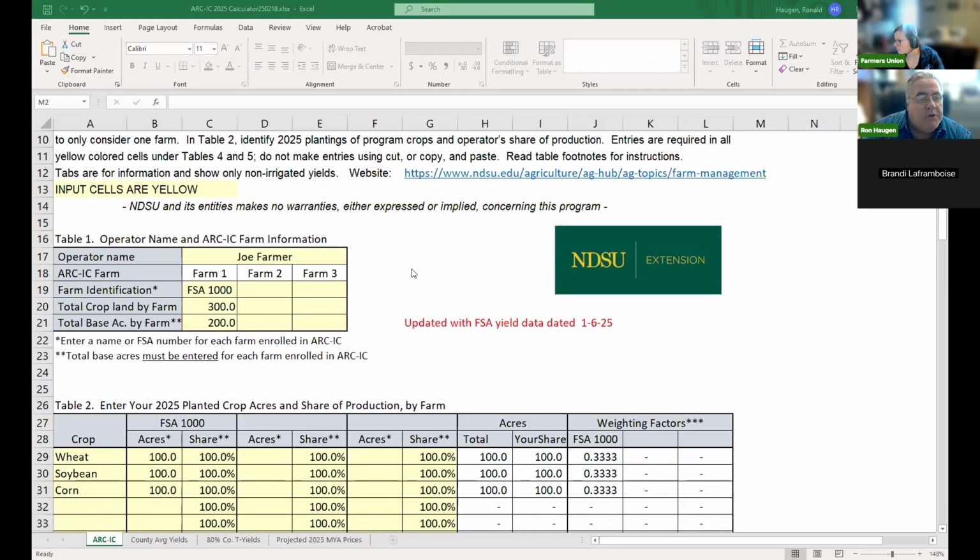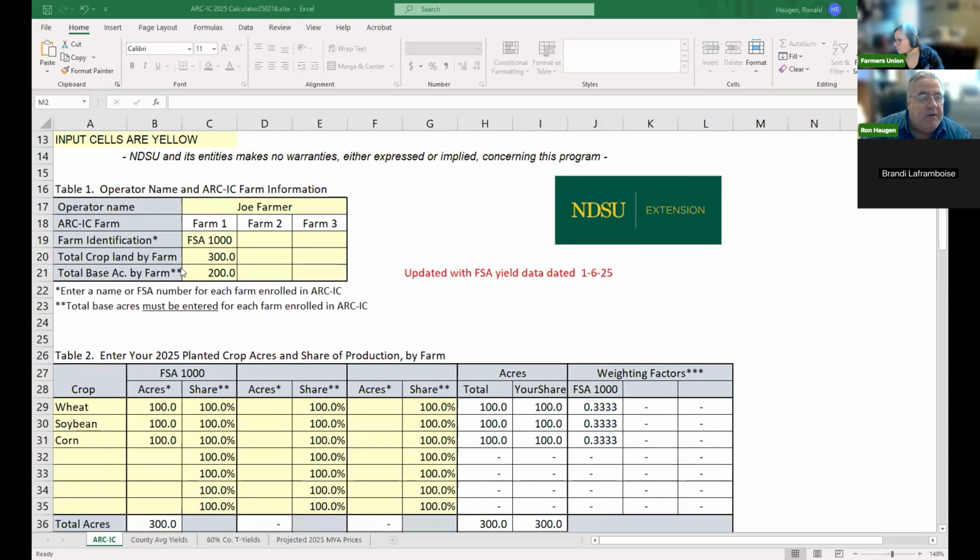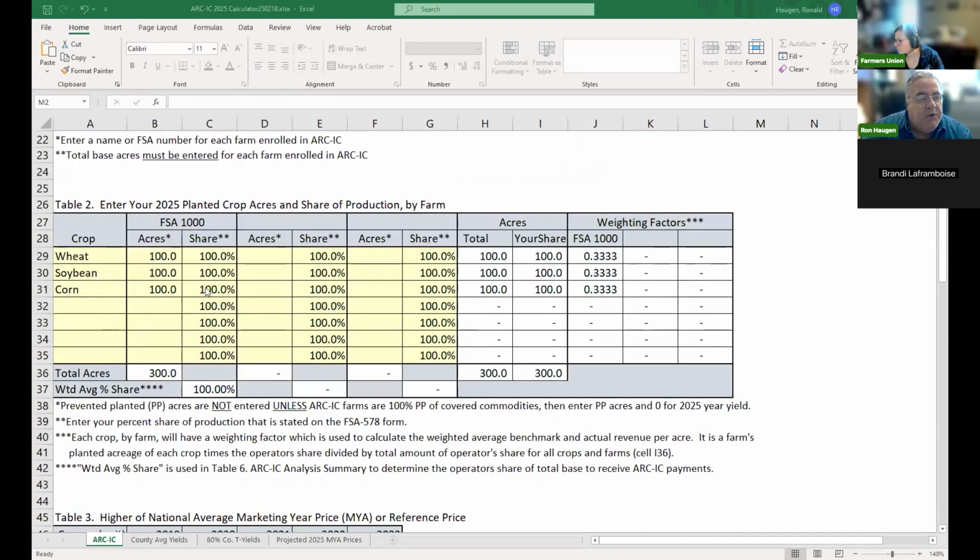In this simple example, I just have a farm in table 1. You put in your farm number, and then the total cropland in the farm, and then the total base acres. You don't have to enter your individual bases, just the total base acres. In table 2, all you do is enter what you're planning on planting for 2025. Let's say you're going to have 100 acres of wheat, 100 acres of soybeans, 100 acres of corn. You total up 300 acres for your farm.